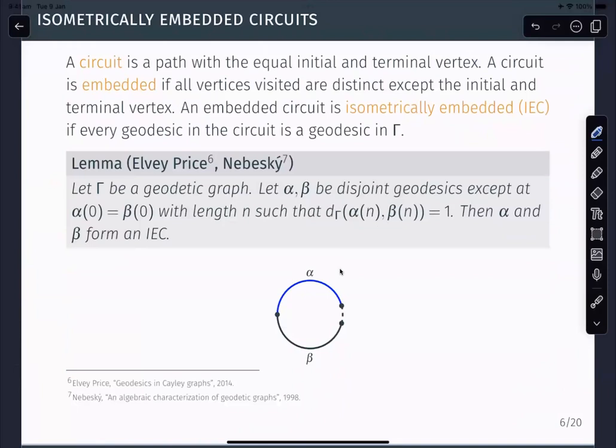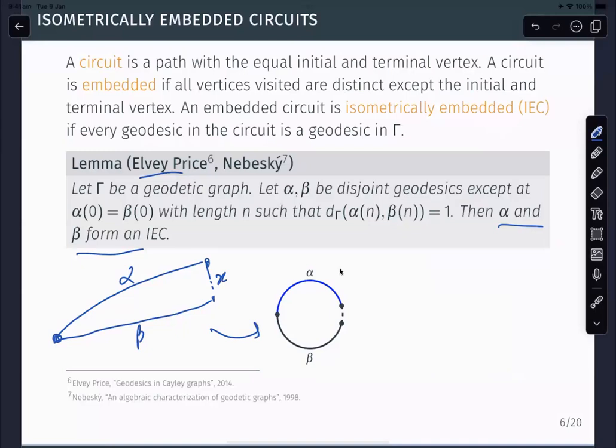Andrew Everly Price was a master's student at Melbourne University when he did this work with Lawrence Reeves. If you have two geodesics starting at the same point and ending an edge apart, then alpha and beta plus this edge X form an IEC. In a geodetic graph, whenever you have this picture, it's actually this picture. So this is one of our really powerful key results. It's a little bit non-trivial to prove.